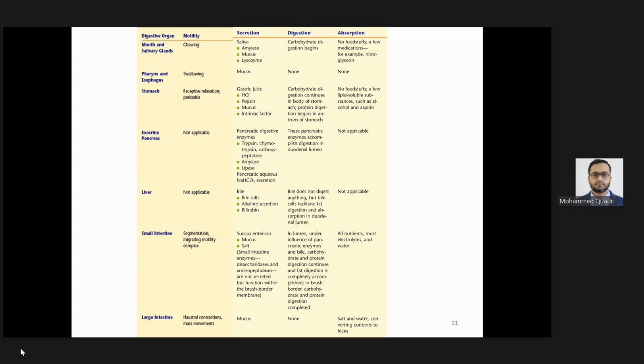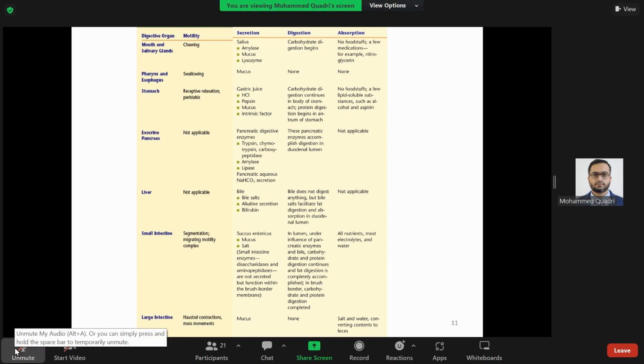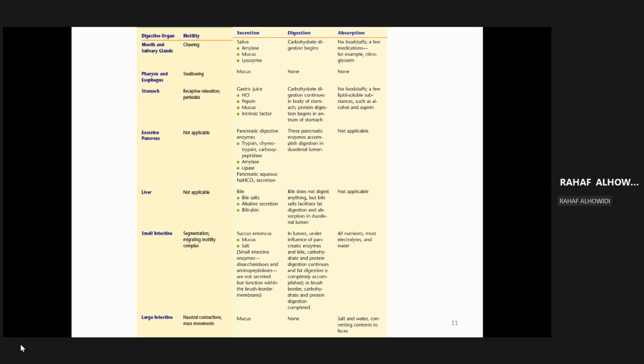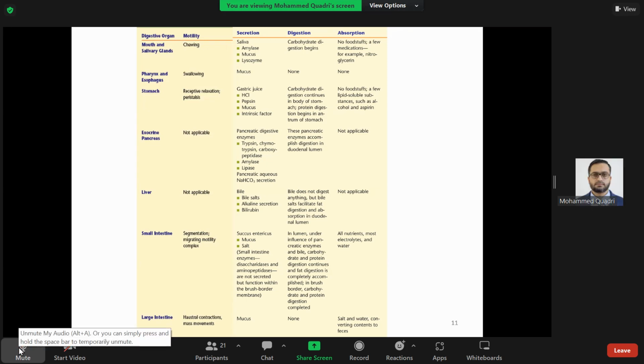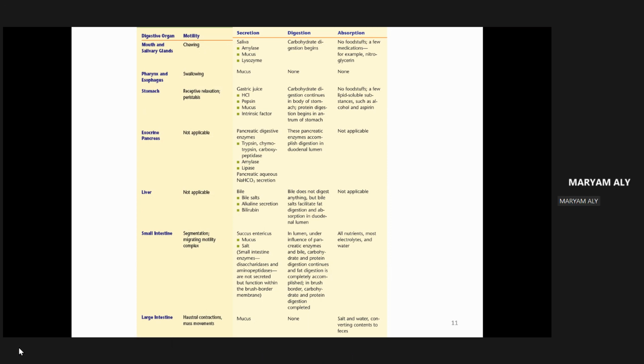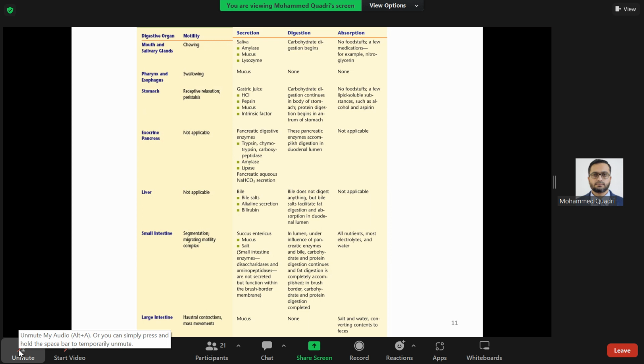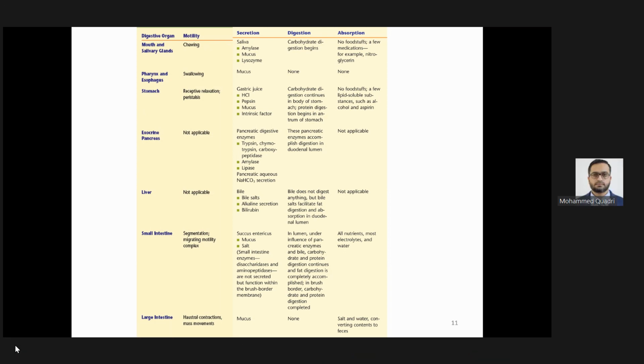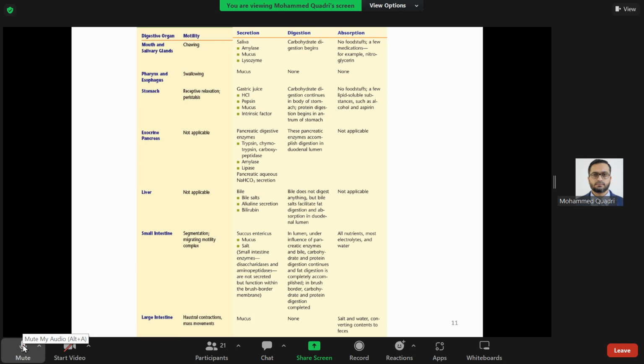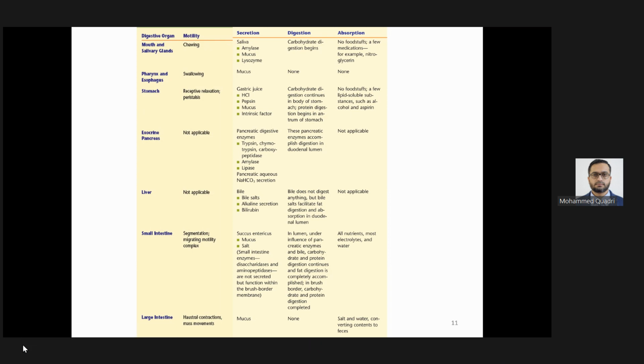What type of motility in the mouth? Chewing is the name. I'm asking the type, not the name. There are 2 types of motility in our body, voluntary and involuntary. Chewing is voluntary. So which muscles? Skeletal, perfect. Wherever you say voluntary, it should be from skeletal muscles. Isn't it?